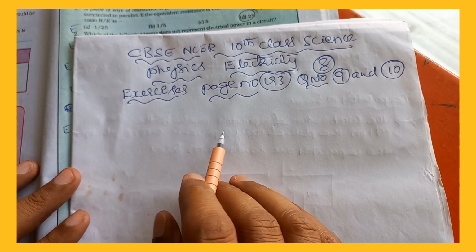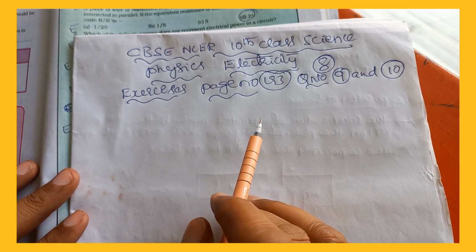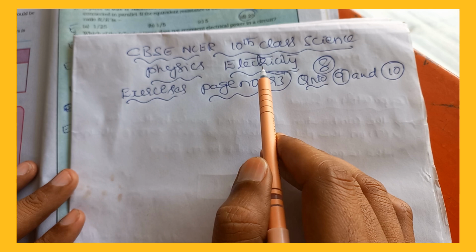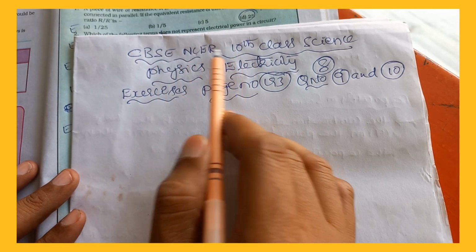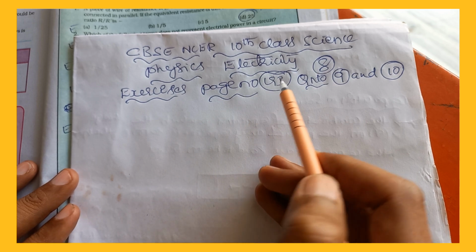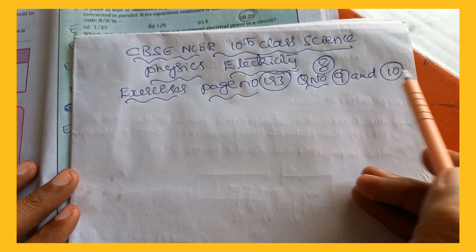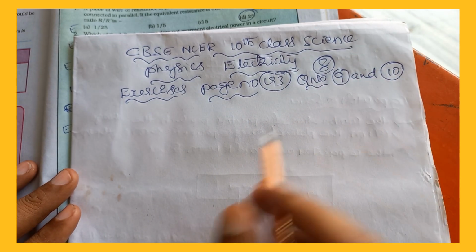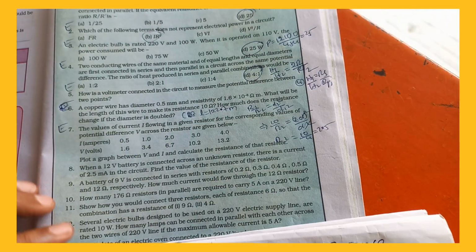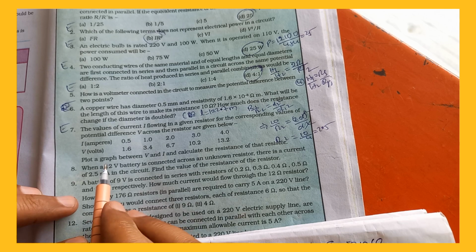In this class we are going to explain 10th class science physics, electricity chapter, NCERT 10th or CBSE 10th exercise topics, page number 193, question number 8, question number 9, question number 10, numerical problems. So first, what about question number 8? You can see it on page number 193.